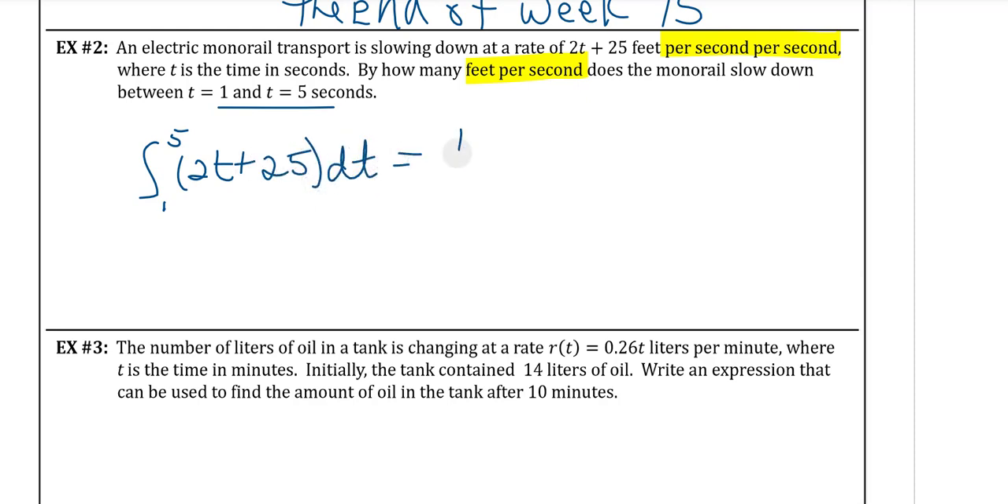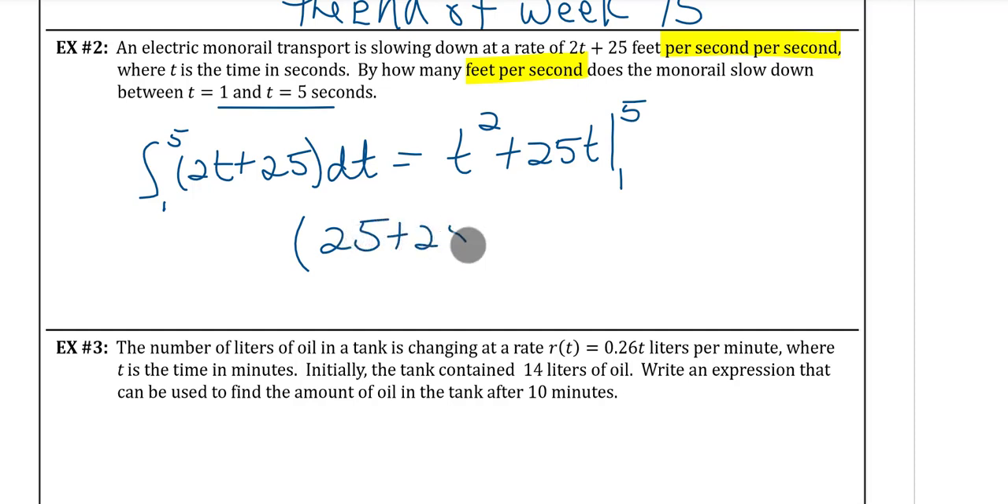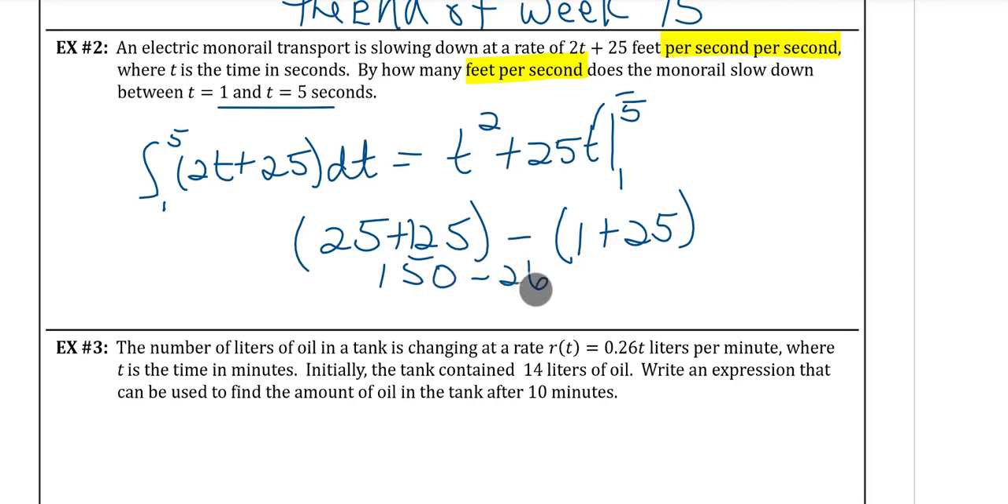And when we integrate that, we get t squared plus 25t. And we're going to evaluate that between 1 second and 5 seconds. So when we do that, it's pretty simple to do. We're going to get 25 plus 125, minus, put 1 in, you get 1 plus 25. When you take 5 times 25, you get 125. So that's 150 minus 26. So you get 124 feet per second.